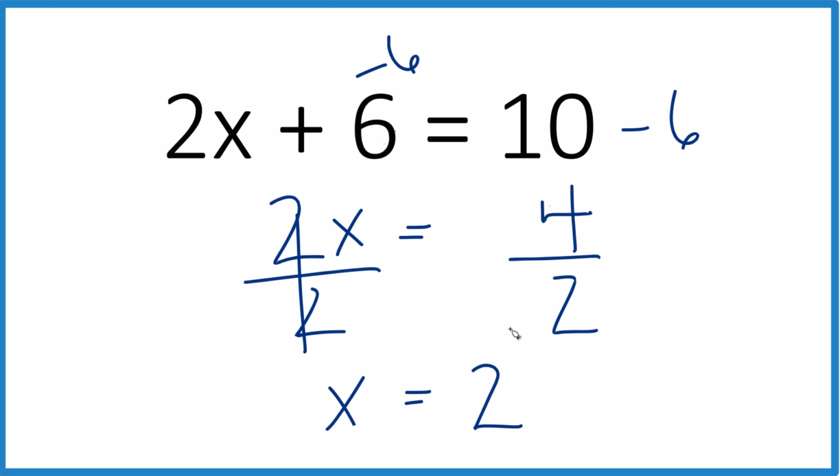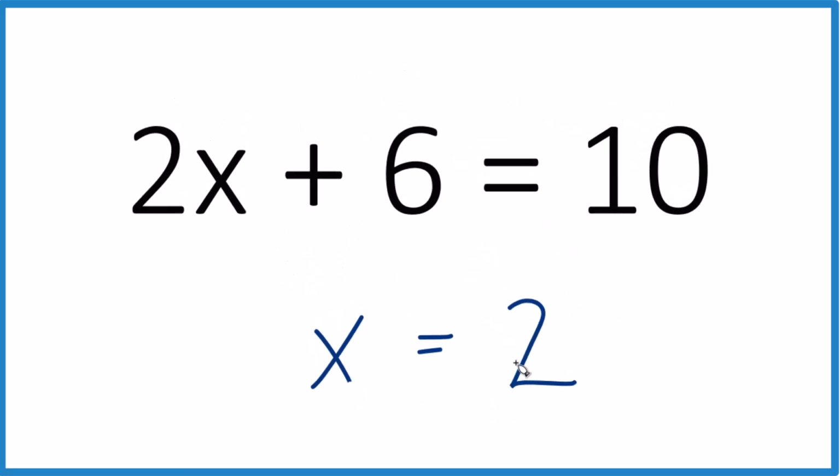And we can check that. So we found that x was 2. Let's just put 2 in here for x. 2 times 2 is 4. 4 plus 6, that gives us 10. So 10 equals 10. It's a true statement. That means we did it right.